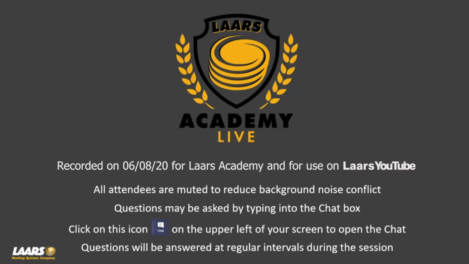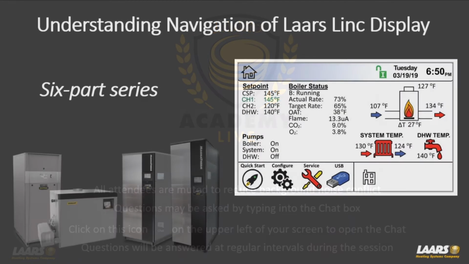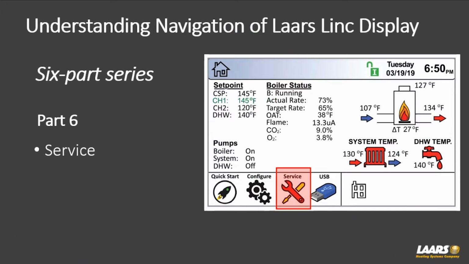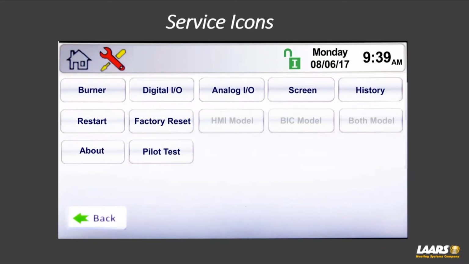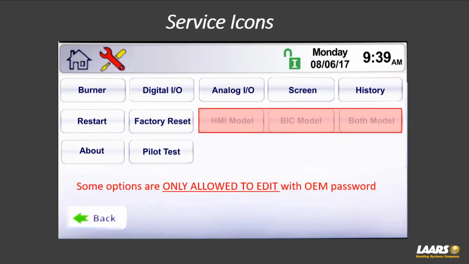Here in part 6 of our 6-part series, we'll cover service. So from the home screen, press service, and here are all your options under the service icon. Now, some of these options are not allowed to edit. These are protected OEM password from engineering. There are some things that we don't want people getting in and changing.